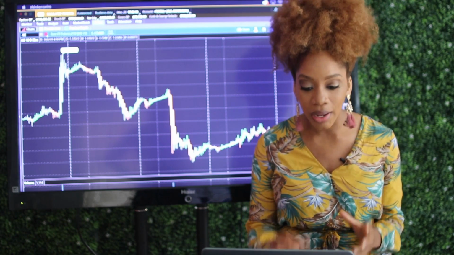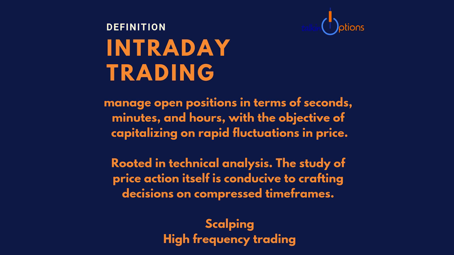So I have the euro up behind me, and it's because I'm gonna use it as an example. But first, let's run real quick through those definitions. So the first one is intraday trading. Now, intraday trading is basically you manage open positions in terms of seconds, minutes, and hours with the objective of capitalizing on rapid fluctuations in price.